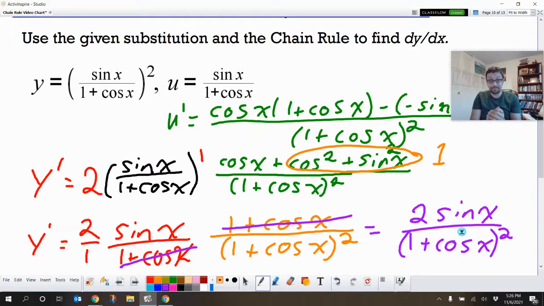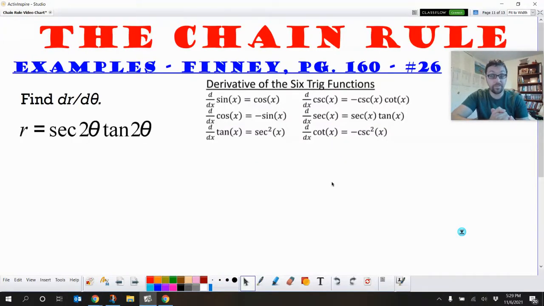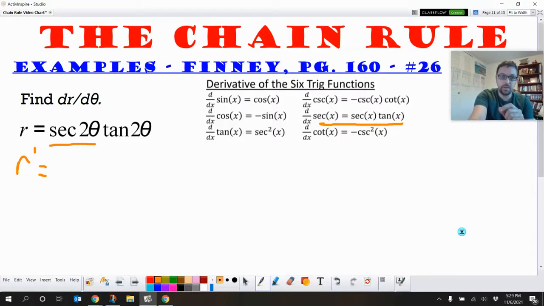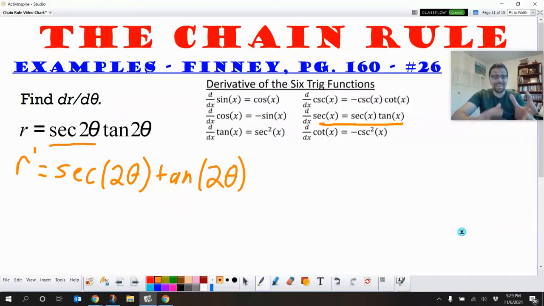Neat. Okay, now I need to find the derivative of this one. Now they've mixed it up a little bit, and they've given us an r and a theta instead of an x and a y, but big whoop. We still want to find the derivative of this thing. So when I'm going after that r prime, I'm going to need to use the product rule on this one. R prime. I need to do the derivative of this thing. So in order to find the derivative of secant, I've grabbed this off of my cool calculus card. I know it is going to be secant of 2 theta times the tangent of 2 theta. But then I need to apply my chain rule.